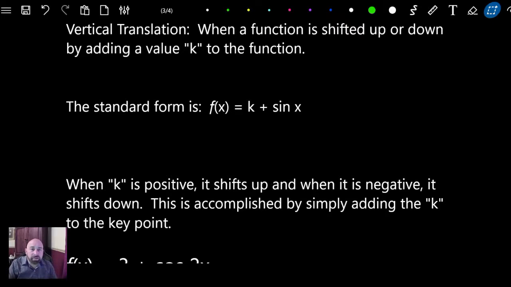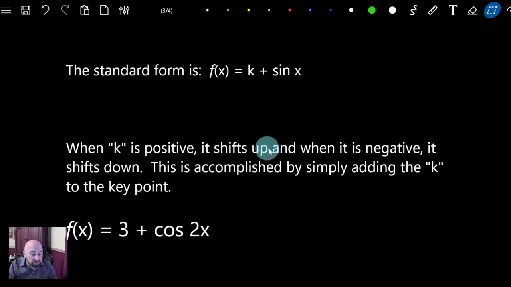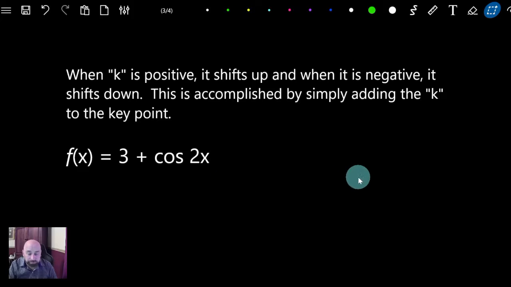So let's look down here at this screen and talk about where the k goes. Where do we put it? How do we make this happen? All right, right here is our standard form. The function of x equals k plus the sine of x. Remember that this k right here is positive, so it's going to react the way that you think it's going to react. When k is positive, it shifts up, and when it is negative, it shifts down. This is accomplished by simply adding k to the key point.